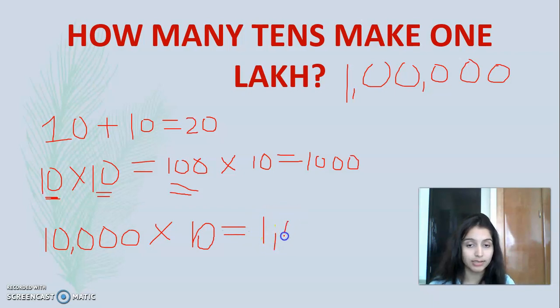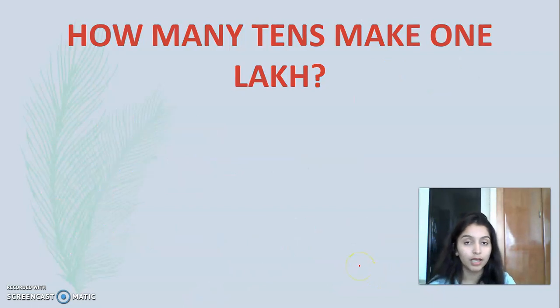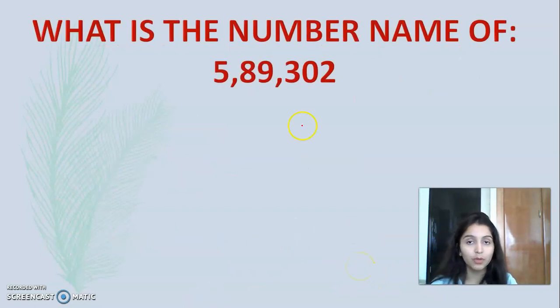So the answer to this question becomes, if someone asks you, how many tens make 1 lakh? Your answer will be 10,000 tens make 1 lakh. So basically, when you add the number 10, 10,000 times, you will get your smallest 6-digit number, that is 1 lakh. Next question. What is the number name of this number?